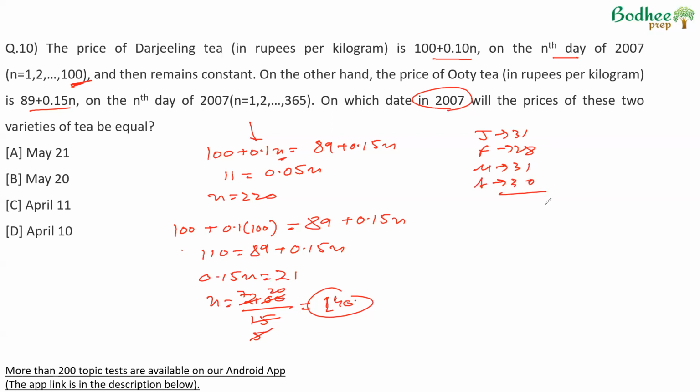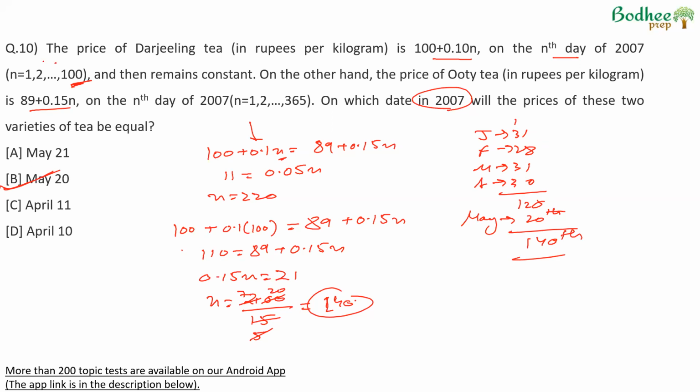If we add these, 120 days are gone. We're looking for 140 days. So the next 20 days, that is 20th of May, will be the 140th day. And at this point, the price will be same. So option B becomes the answer.